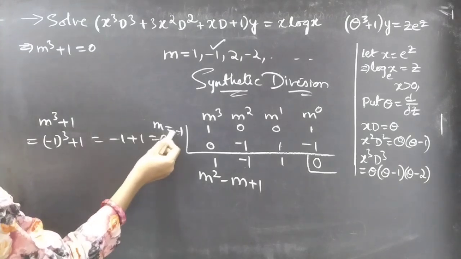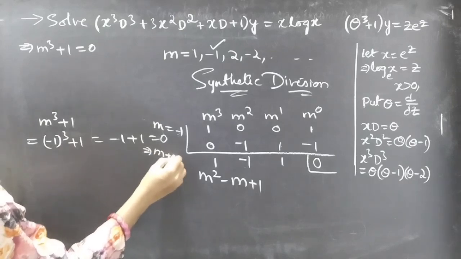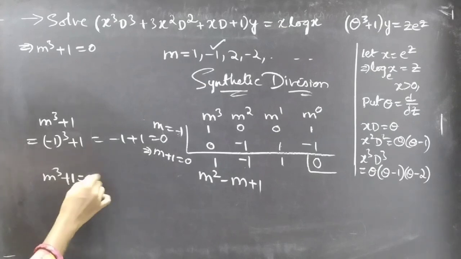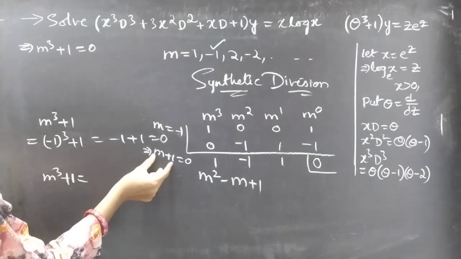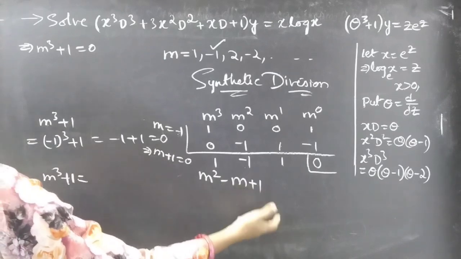And also here we are having m minus 1, m equal to minus 1. From this we'll get m plus 1 equal to 0. So we can write m cube plus 1 as the product of one factor m plus 1 into the polynomial m square minus m plus 1, right?